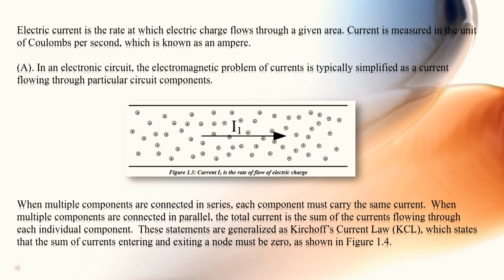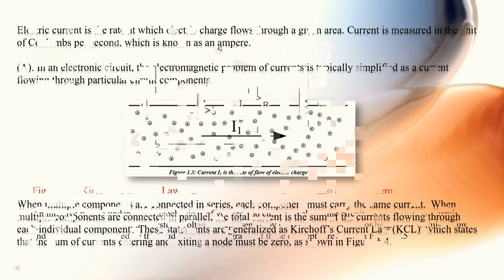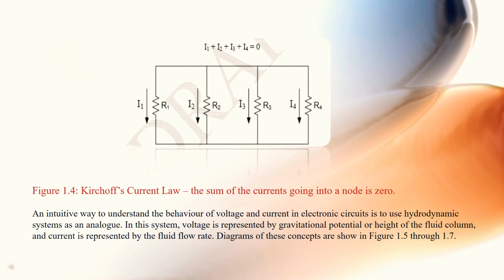a node must be zero, as shown in Figure 1.4. Figure 1.4, Kirchhoff's current law, the sum of the currents going into a node is zero.